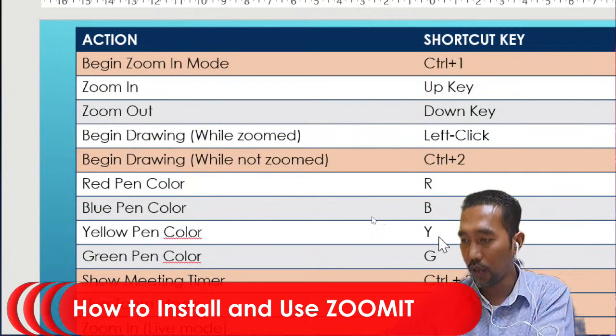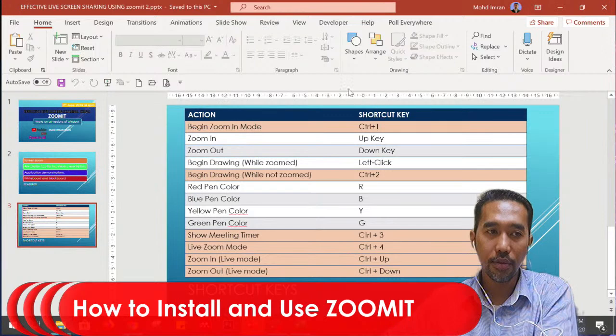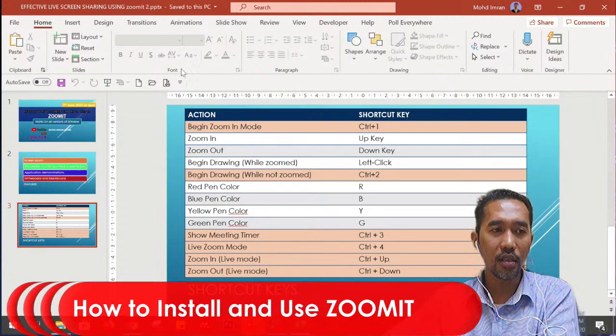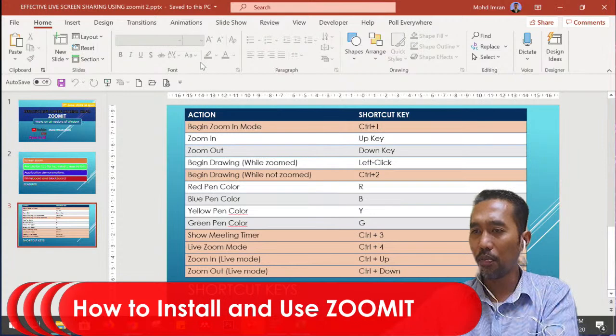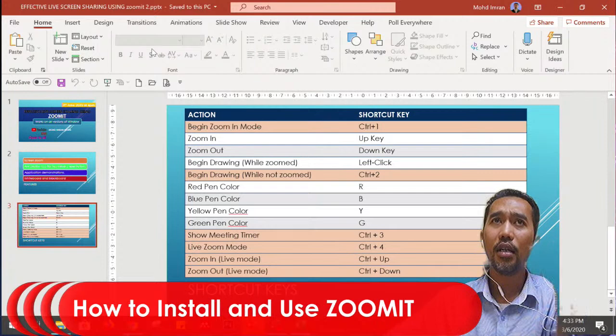Okay, live zoom is Control 4. So what is the difference between Control 1 and Control 4? Okay, for example, I want the audience to click this PowerPoint. Okay, can you see my PowerPoint screen sharing? It's so small, the button, isn't it? That's why a participant or maybe your students need to focus their eyes on the cursor.